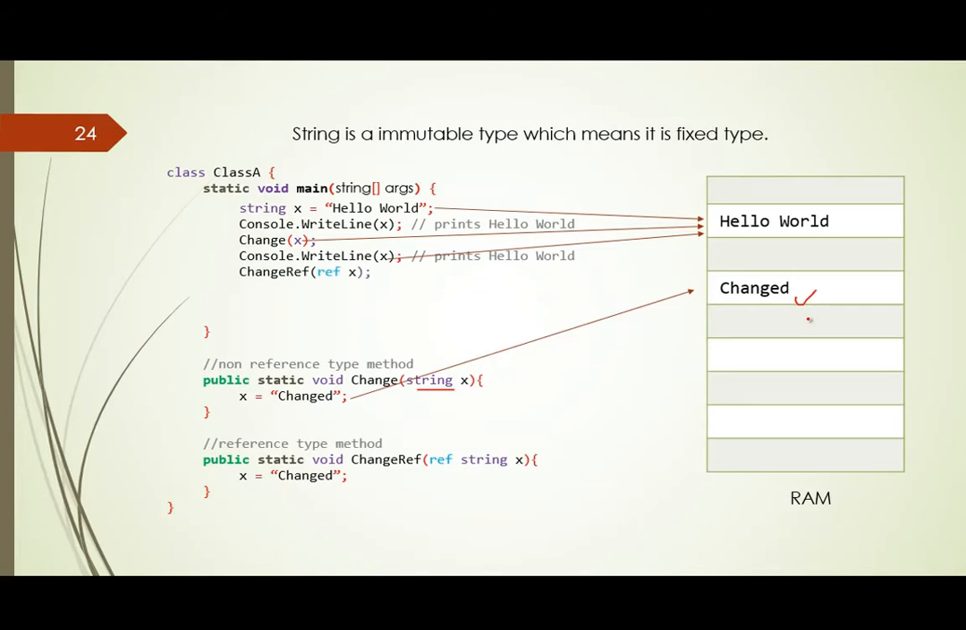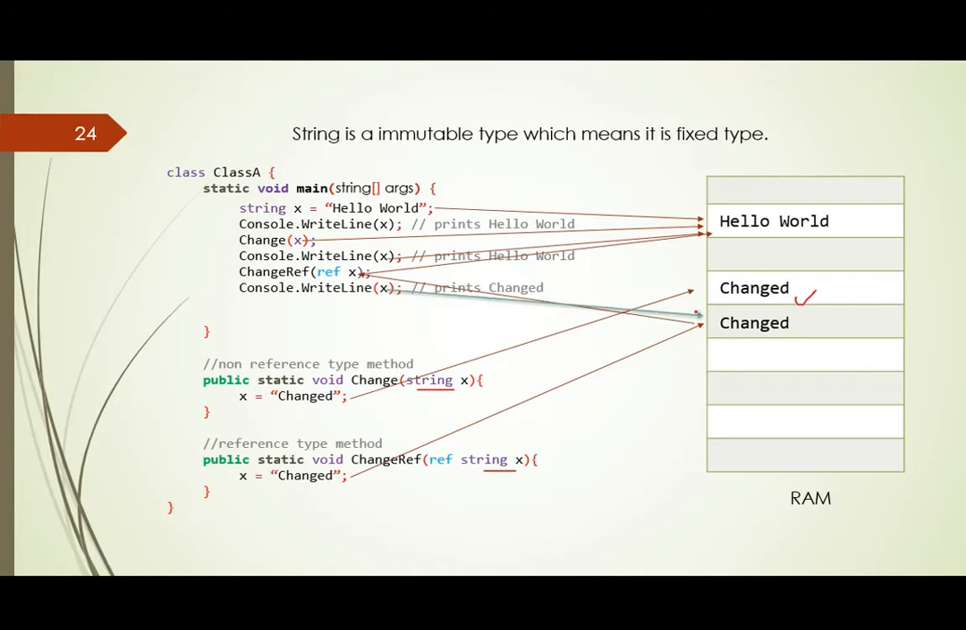So when you pass it as reference, what does it do? It also passes the memory location to your function reference string. But this time, when it changed to X, it also creates a new memory location, creates a string changed in a new memory location, and when you get out of the function, it gives the reference of the location to your X. So whenever you print it, you will get the same result as changed. That's it.